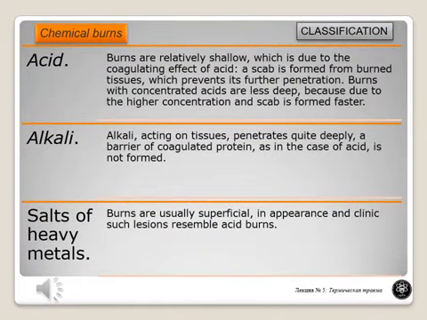Chemical burns. Acid burns. Burns are most often not deep. This is due to the coagulating effect of acid, that is, on the surface of the burned tissues, a layer of scab is formed very quickly, which prevents further penetration of the acid into the underlying tissue.